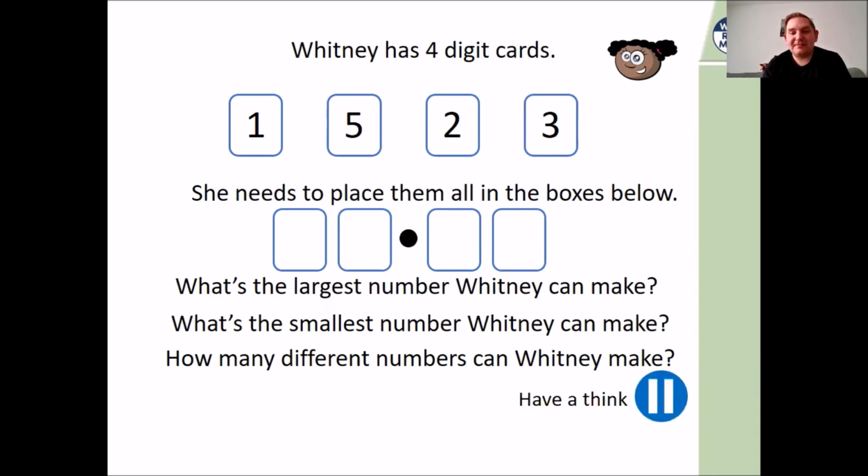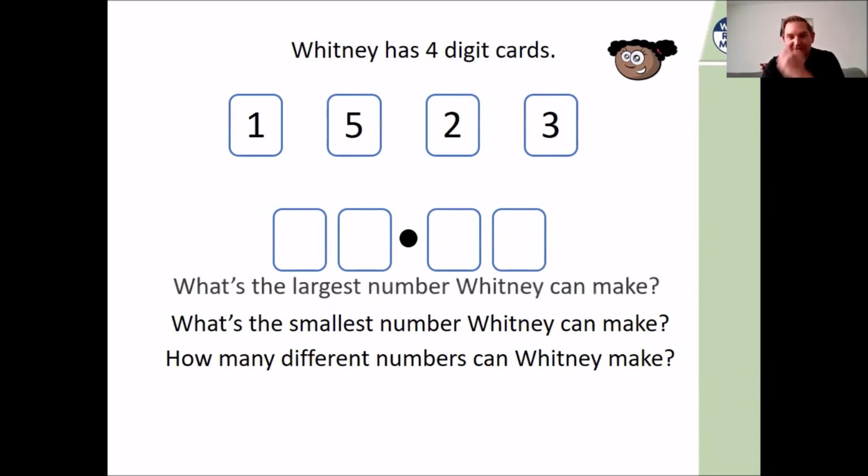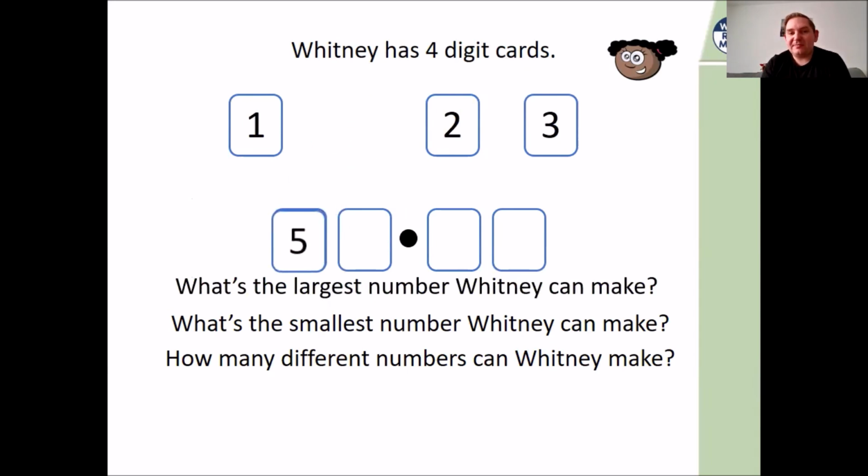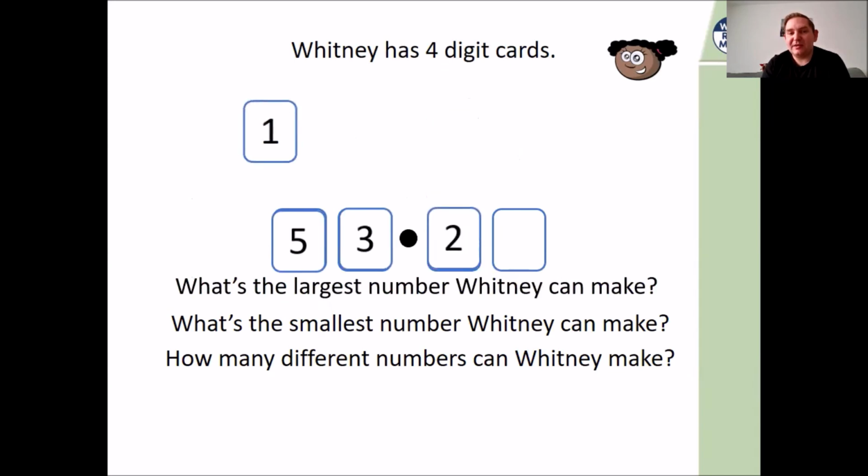Right then. The largest number Whitney can make is 5, 3, 2, 1. To work out what the largest number she could make is, you always take the largest digit first and place it in the column furthest to the left. In this case, the tens column.